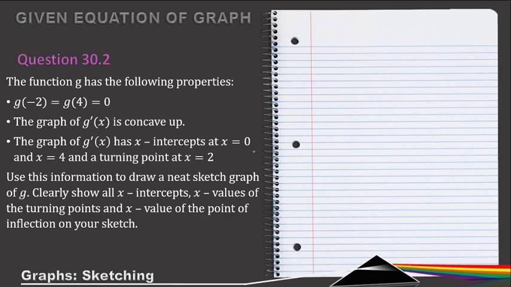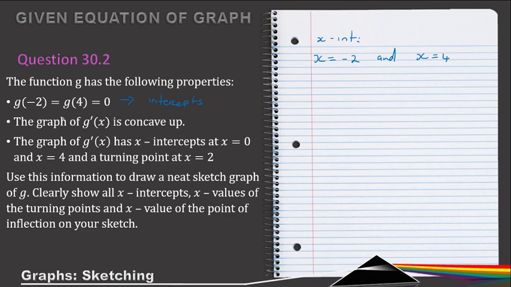So question 30.2, the function g has the following properties, where g at -2 is equal to g at 4. What does this tell us? This gives us our intercepts. So that means that our x-intercepts will be at x equals -2 and at x equals 4. Right, then the graph for g, the first derivative is concave up.